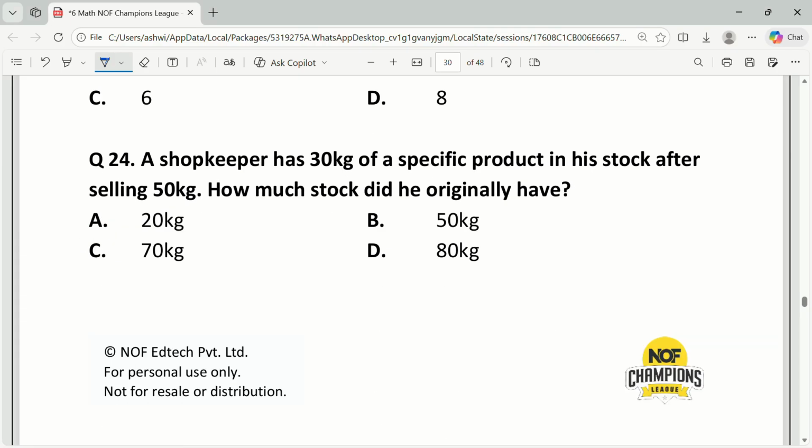Question 24. A shopkeeper has 30 kgs of a specific product in his stock after selling 50 kgs. How much stock did he originally have? The original stock is the amount remaining plus the amount sold.